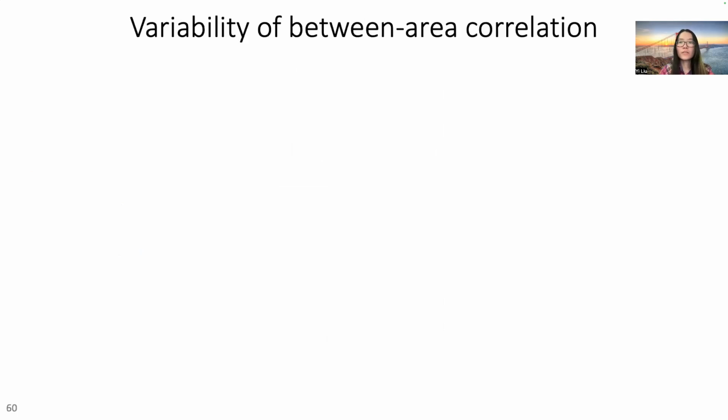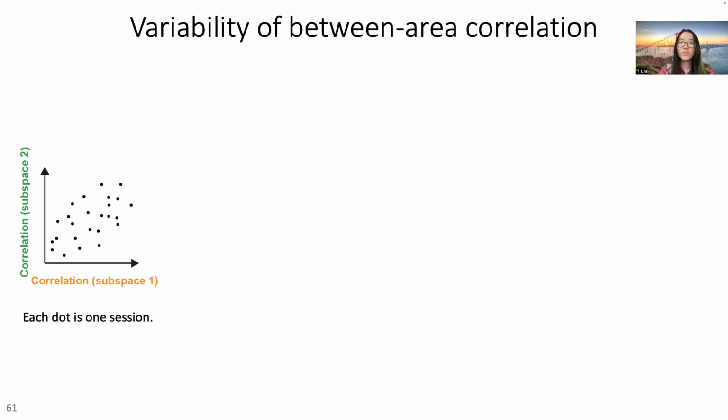Finally, before we conclude, I'd like to quickly show you another analysis on the variability of between area correlation. Let's say for each session, we calculate the between area correlation in subspace 1 and in subspace 2 and compare the variability across sessions. In this illustration, the two between area correlations are correlated, meaning that sessions with higher correlation in subspace 1 also have higher correlation in subspace 2.